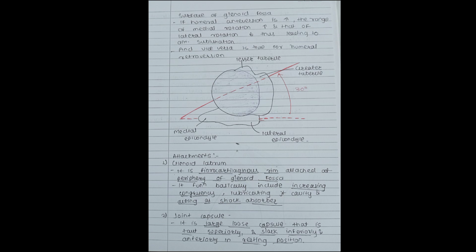Next, write about the attachments. First is the glenoid labrum. It is a fibrocartilaginous rim attached at the periphery of the glenoid fossa. The function is to increase the congruency and act as a shock absorber. Second is the joint capsule. It is a large loose capsule that is taut superiorly and slack inferiorly.